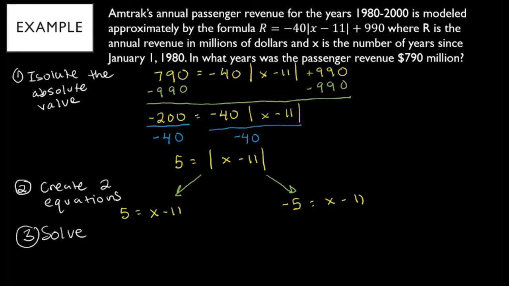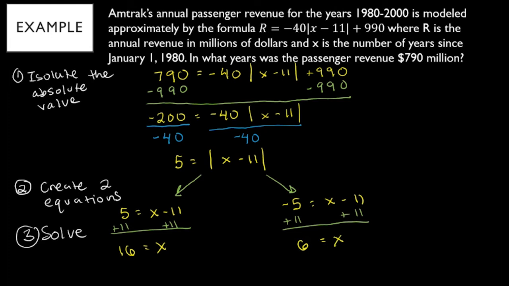That would be basically your step 3: you've now got linear equations that you're going to solve for X. For both of these equations, I have to add 11 to both sides. So I just work these at the same time. 5 plus 11 is 16. And then negative 5 plus 11 is the same as 11 minus 5, so that gives us 6.